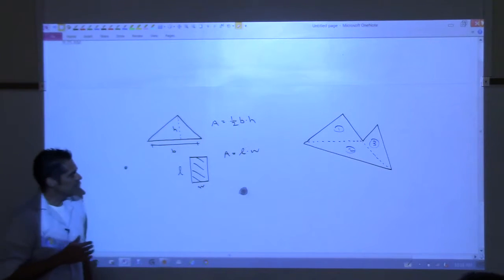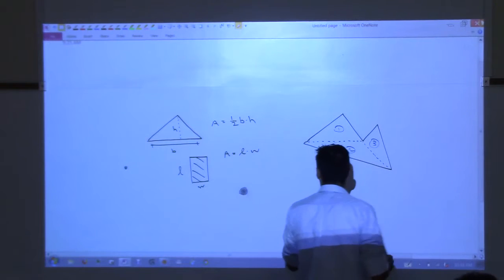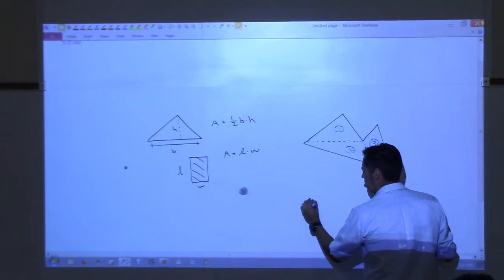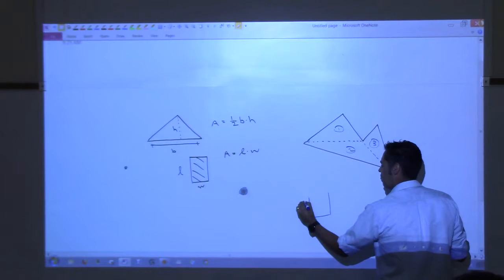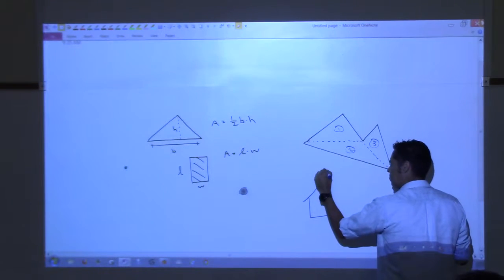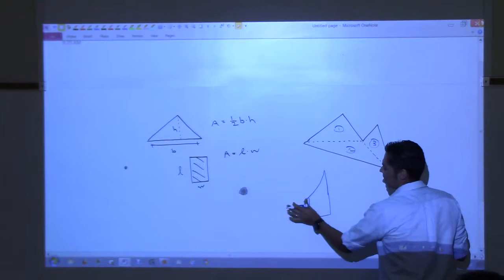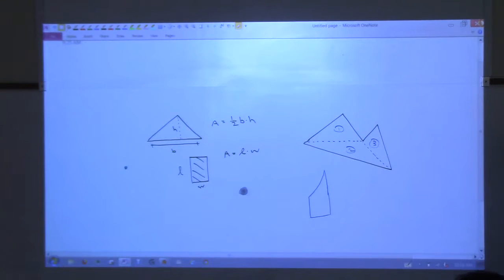So we have to have ways of measuring a shape like, maybe your land is pretty rectangular, but that river cuts through it. So the river cuts through like this, right? Something like that. So we're trying to find the area of that.